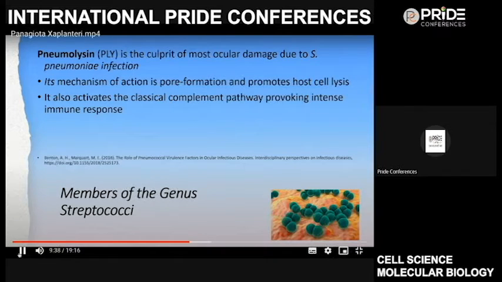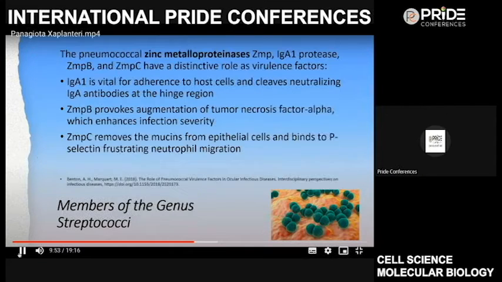Pneumolysin is the candidate most often advanced as a virulence factor due to Streptococcus pneumoniae infection. Its mechanism of action is pore formation, and it promotes cell lysis. It also activates the classical complement pathway, provoking intense immune response.